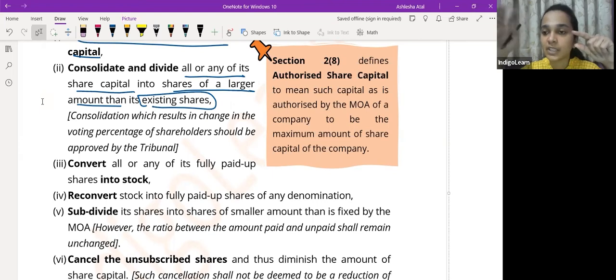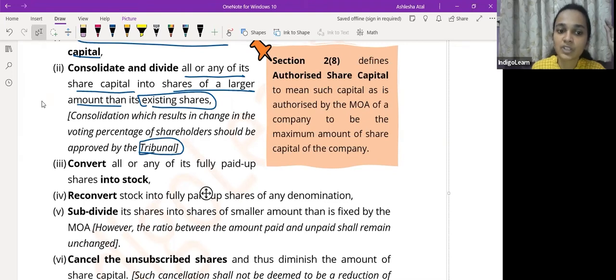approval of Central Government, Tribunal and other authorities is not required except for one situation, and that is if consolidation leads to any change in the voting rights or any change in the voting percentage, then in that situation the Tribunal's approval will be required. So this is the only situation where the Tribunal's approval is required. If the consolidation of shares leads to a change in the voting percentage, then there the Tribunal's approval would be required.